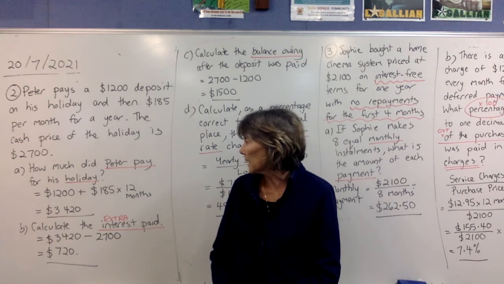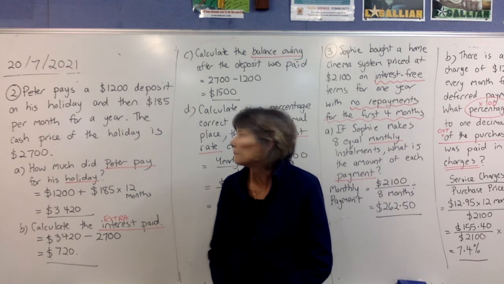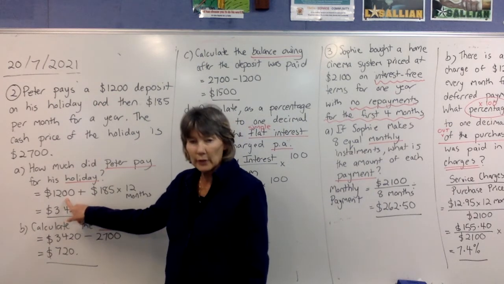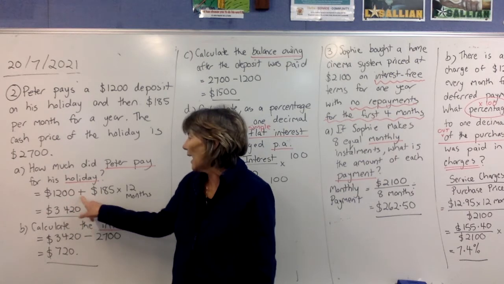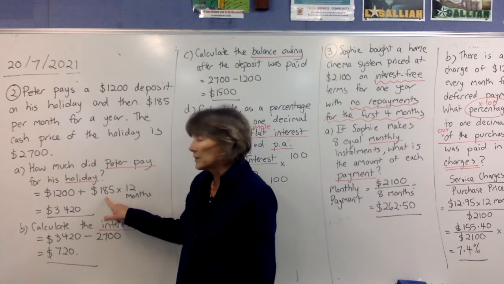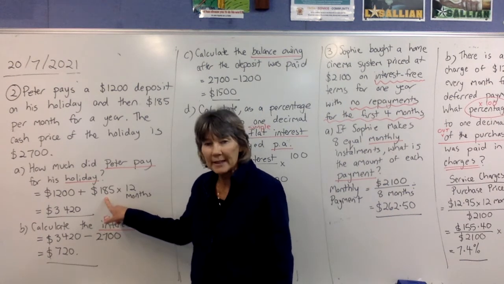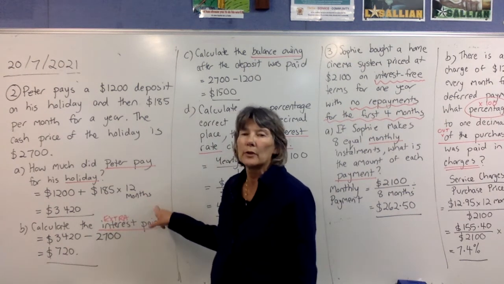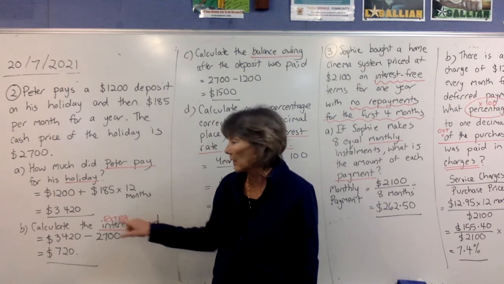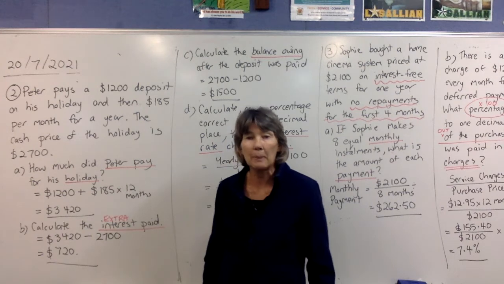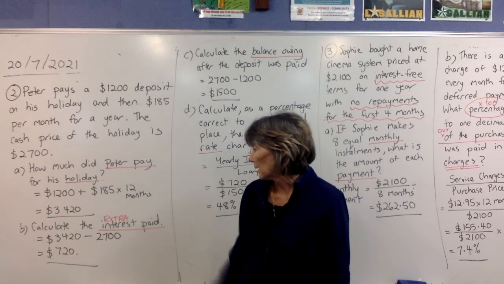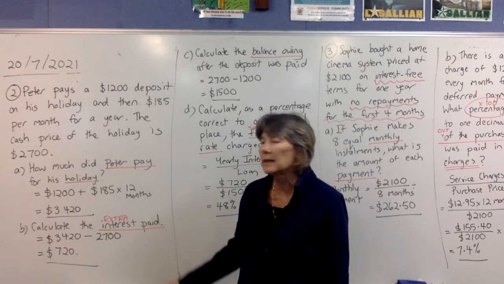The first part says, how much did Peter pay for his holiday? Well, he paid a $1,200 deposit. So that's the first thing he paid. Then, added on to that, he has paid $185 every month for a year. So he's done 12 of those monthly payments. If you put that straight into your calculator like that, it will give you the final answer that he paid, which was $3,420.